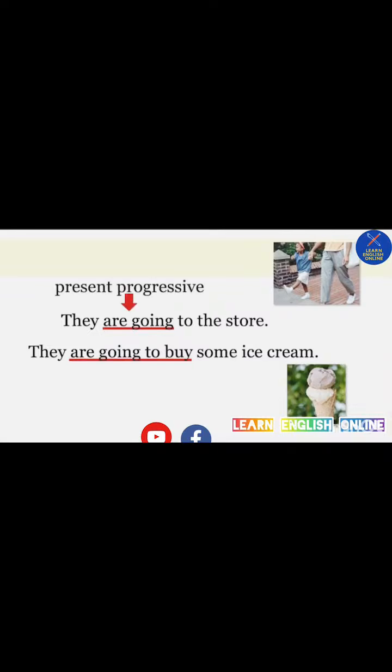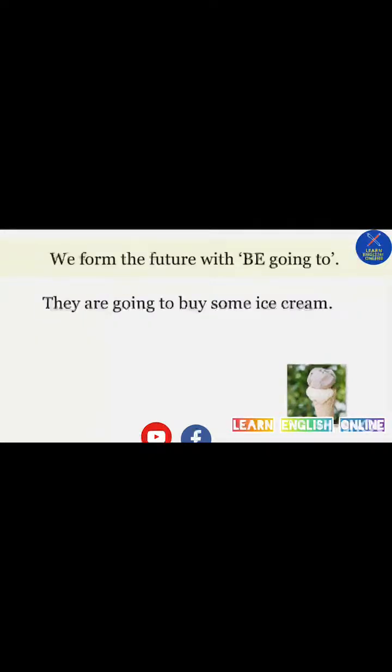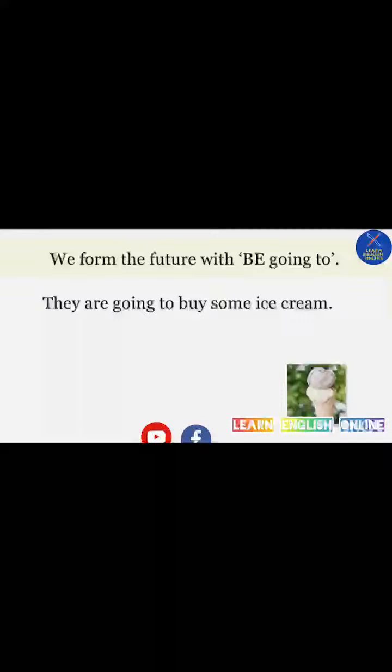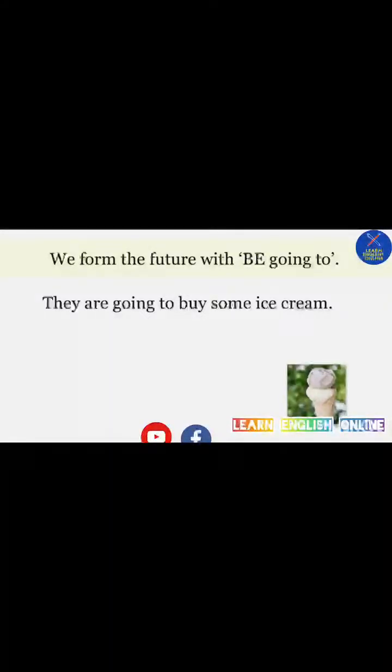So the first sentence is present progressive. This is the be verb plus the -ing, and this tells us this is happening right now. We form the future with be going to. They are going to buy some ice cream. Are is be, then we have going to, and buy is the verb. And buy doesn't change. It stays in its simple form. They are going to buy some ice cream.